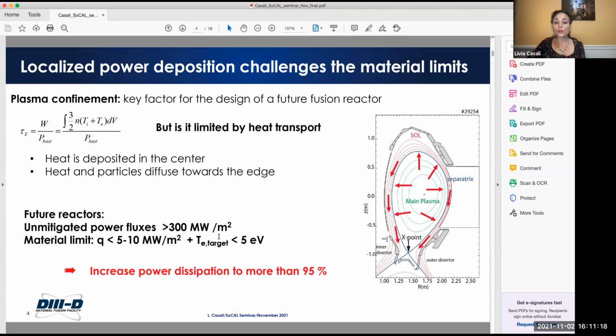Now, if we do not mitigate these power fluxes, in future reactors they are going to be above 300 megawatt per square meter. And the material limit, however, tells us that these fluxes need to be below 5 to 10 megawatt per square meter. And at the same time, we need to keep the temperature below 5 eV in order to reduce erosion. And so this means that we need to increase power dissipation to more than 95%. And this just gives us an idea of the magnitude of the problem that we have in front of us.